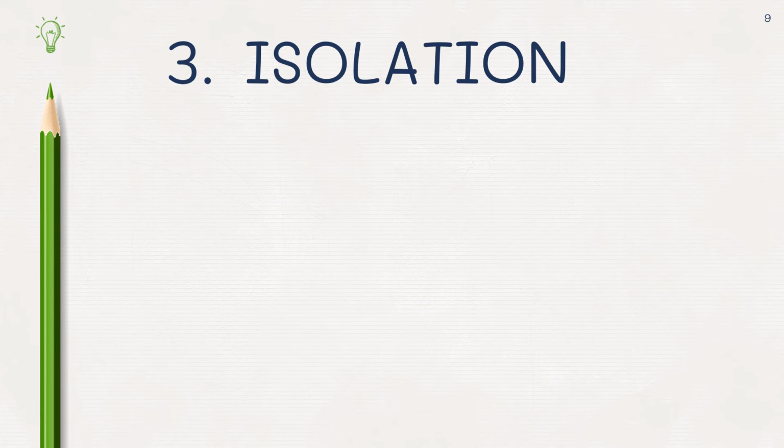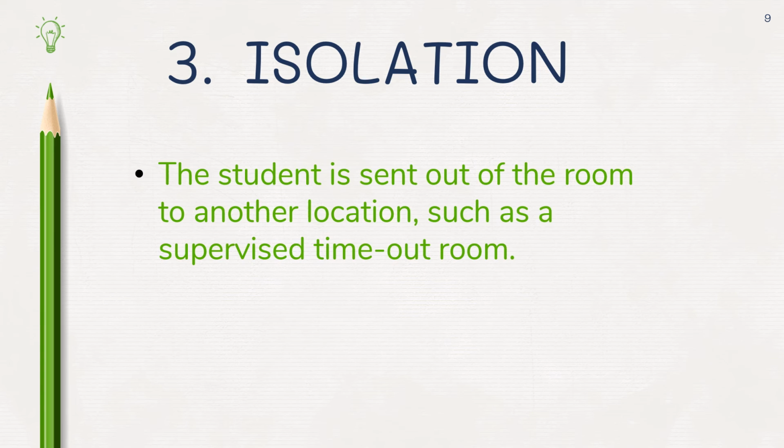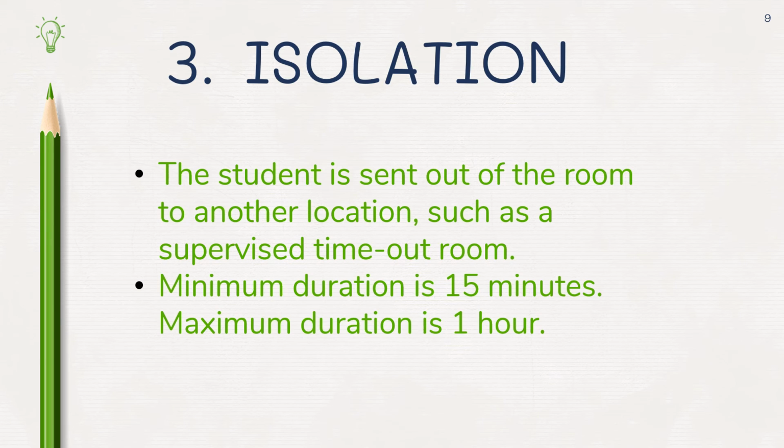Number 3, isolation. The student is sent out of the room to another location, such as a supervised timeout room. The minimum duration is 15 minutes. The maximum duration is an hour. The location may also be with another teacher. Send work with students to complete and keep them occupied.